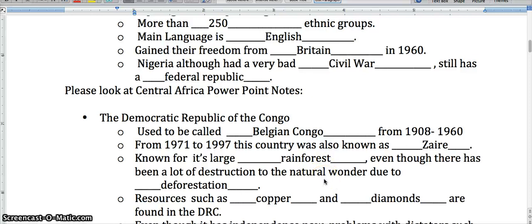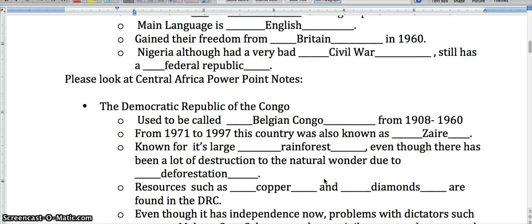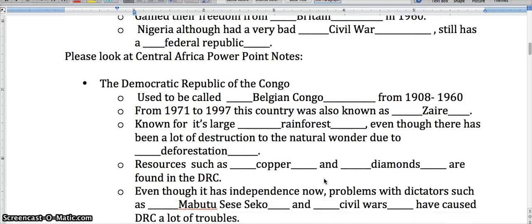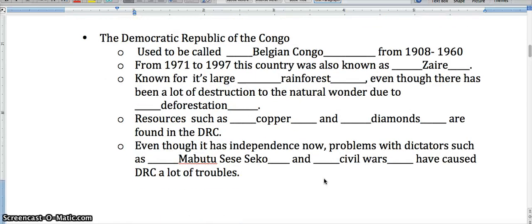Now remember, deforestation is when you cut down and destroy forests without replanting. Some of the resources you find in the DRC, the Democratic Republic of the Congo, are copper and diamonds. Also, if you look at its history through its civil war issues, Mobutu Sese Seko, one of our favorite names, but a dictator that stole from his own country, has led to a lot of issues in the country that are still struggling today at times.